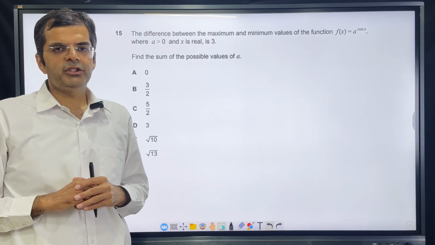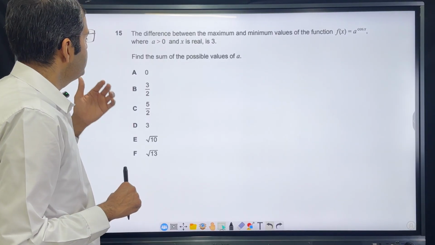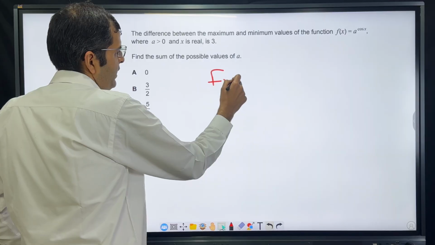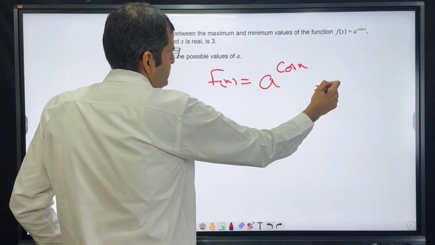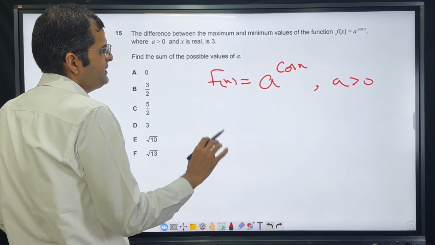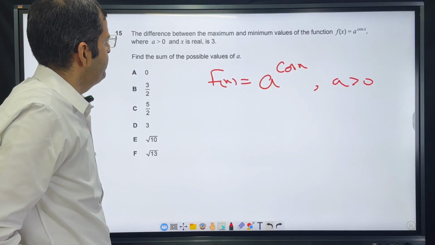So this is the 15th question of TMUA 2023 exam, paper 1. It says the difference between the maximum and minimum values of the function f of x equal to a raised to cos x, where a is greater than 0 and x is real, is 3. Find the sum of possible values of a.